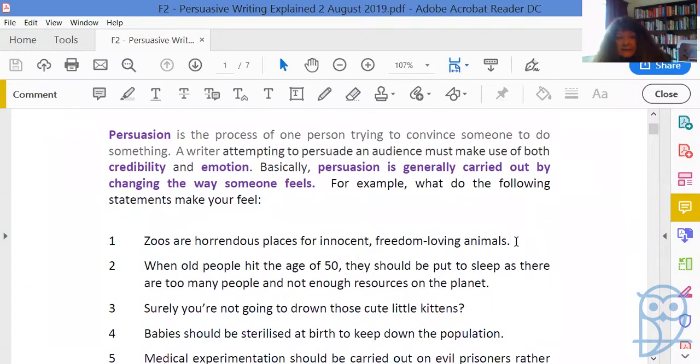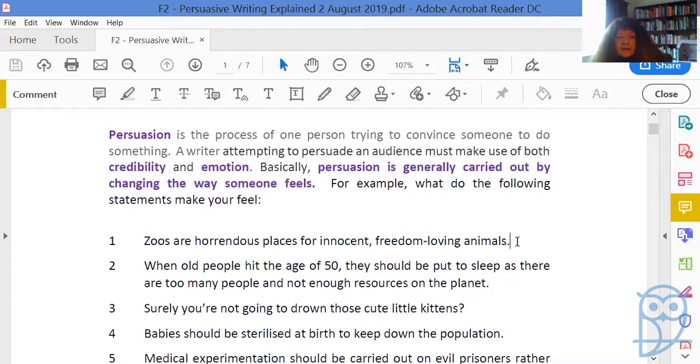Zoos are horrendous places. Right, good. There's someone. Yes, he says it's a load of rubbish because zoos must have good points. Some others have mixed feelings. Others totally agree with that statement. So that's good. You see, the statement and the words used are making you feel something. They're persuading you to one way of thinking or another.